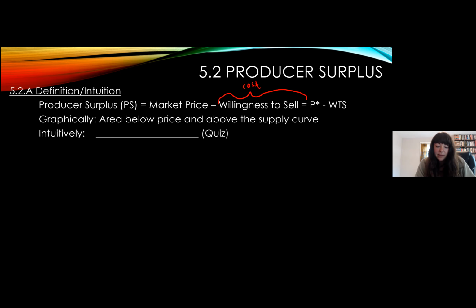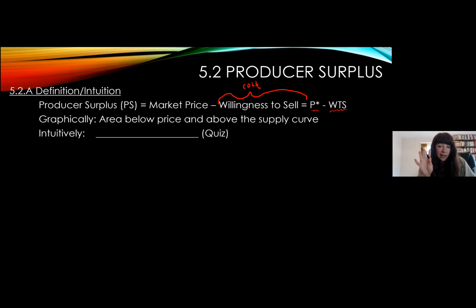So you can think about that as production cost for a seller that is selling something they made themselves, or the opportunity cost in terms of the value of holding onto it themselves. So we're going to abbreviate this P star, market price, minus willingness to sell, WTS. So graphically, we'll think of this as the area below the price and above the supply curve.